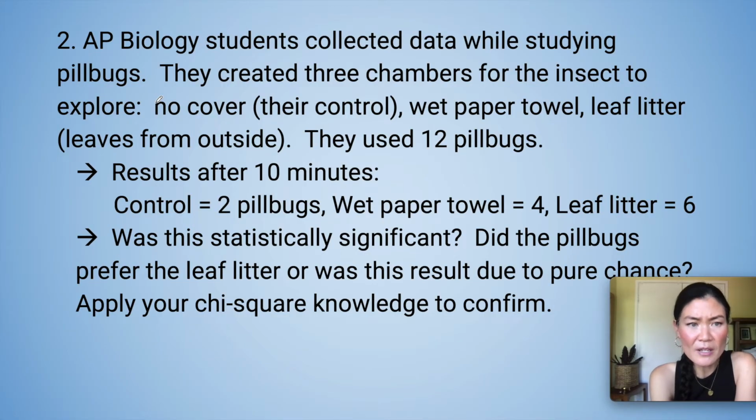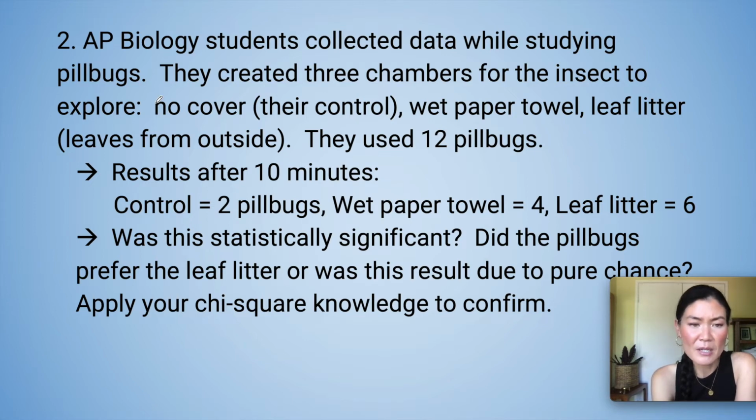Also, chi-square analysis can be used not only in a Mendelian genetics problem, but also in animal behavior labs, okay? So for example, in this problem, 8B biology students collected data while studying pill bugs. They created three chambers for the insect to explore. No cover, that was their control. Wet paper towel, leaf litter, basically leaf from the outside. And they used 12 pill bugs.